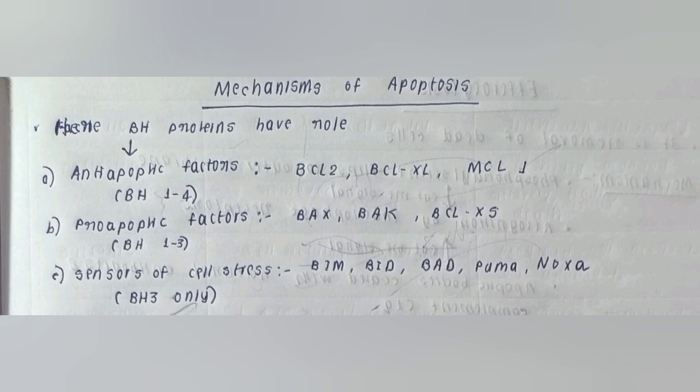There is one exception in the pro-apoptotic factors. There is BCL-XS, which has L in the name, but it is not anti-apoptotic. So that is one thing you have to note. And the sensors are neither anti nor pro. They basically sense, and then they stimulate one of these. So that is their role.